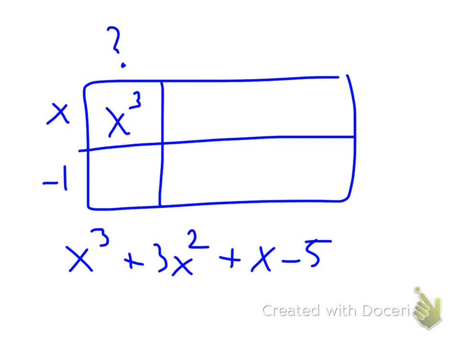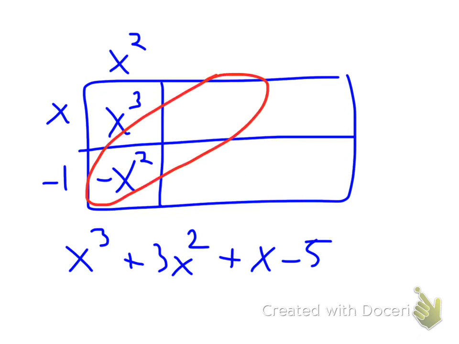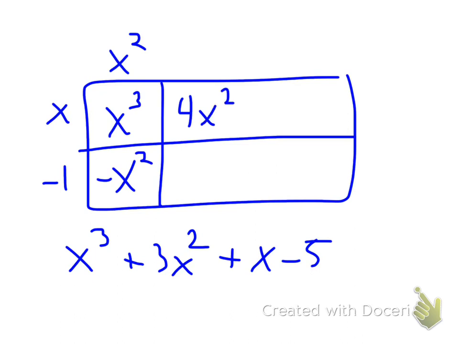And there's two different ways I can think of that. I can either say that x times what number here will equal x cubed, or I can say x cubed divided by x equals what number. Either way, I get an answer of x squared. Now, once I have that one, I can figure out now this box, because it is x squared times negative 1. And x squared times negative 1 is going to give me a negative x squared. My diagonals will always add up to be like terms. So that one and whatever goes in up here is going to end up giving me my next term of 3x squared. So that box is going to have to be a 4x squared.